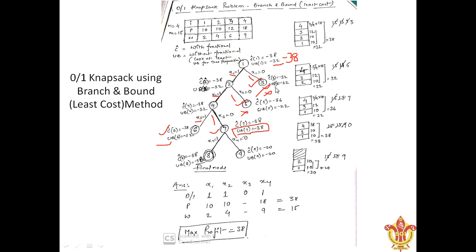Why are we doing this? Because this cost is 32, greater than this 38. This value is 36, this value is 32, and we have upper bound minus 38. So greater than that one, we are going to prune it. That is bounding. So see what will happen. Least cost branch and bound, that's why we are taking care of this.